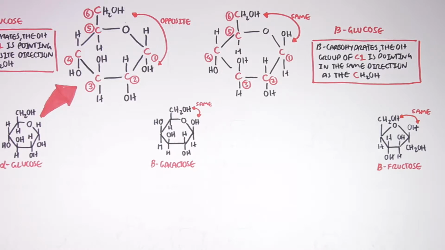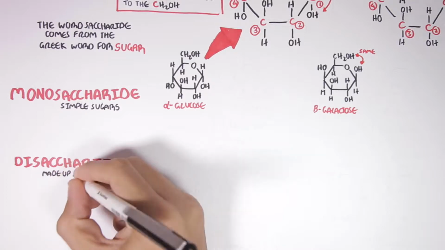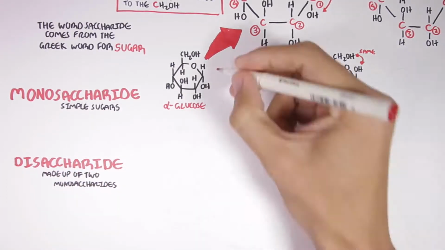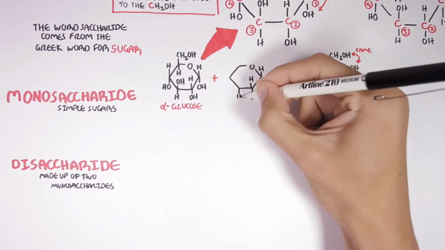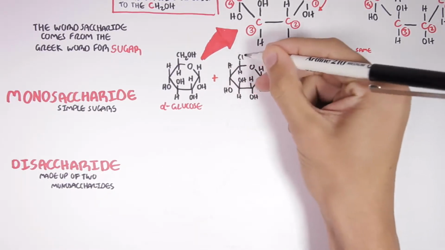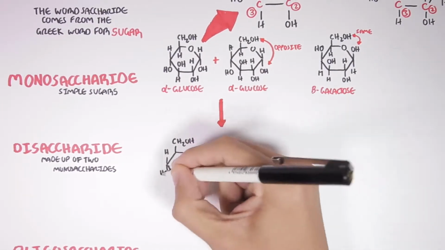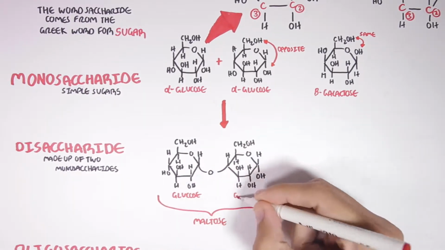Now let's look at disaccharides. Disaccharides are made up of 2 monosaccharides. So for example, a glucose molecule and another glucose molecule can form a bond with each other. This new disaccharide is called maltose. Maltose is essentially 2 glucose molecules linked together.